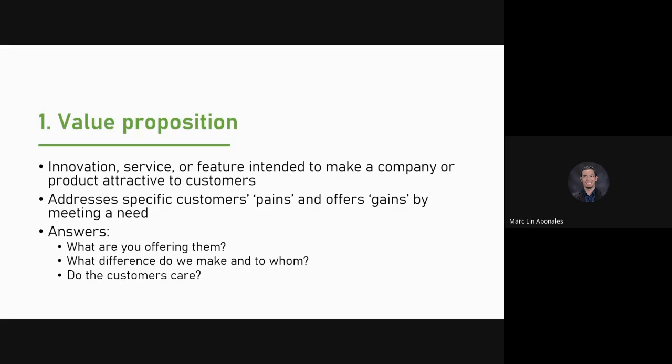And then when we talk about value proposition, it is the innovation, service, or feature intended to make a company or product attractive to customers. So it addresses specific customers' pains and offers gains by meeting a need. So it answers the following questions: what are you offering them? What difference do we make and to whom? And do the customers care?